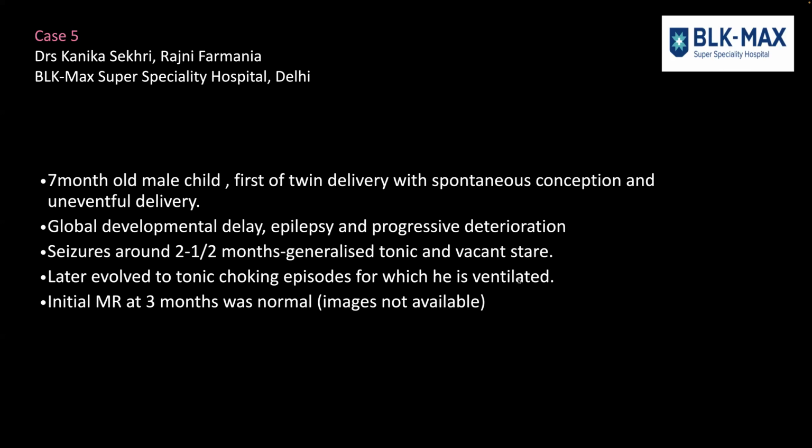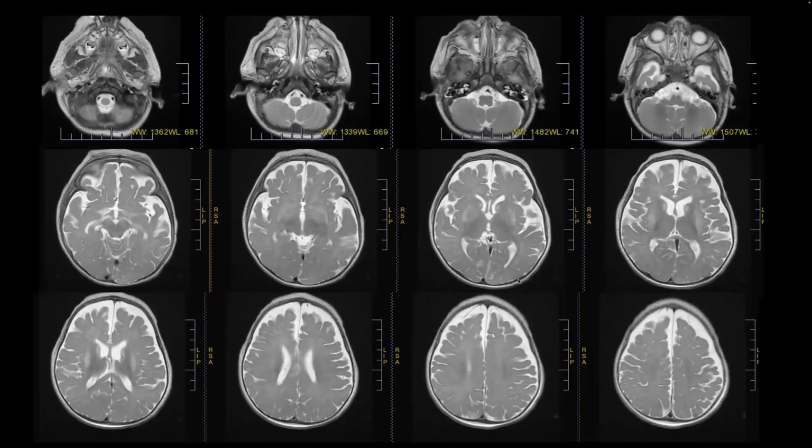Okay, Kanika, do you want to describe the findings? Yeah. So these are the T2 axial images. There is signal change in bilateral caudate nuclei and putamina, and they're also extending into the globus pallidi. There's mild prominence of extraaxial CSF spaces in frontal regions. Rest of the cerebral parenchyma appears normal. The posterior fossa is also normal.